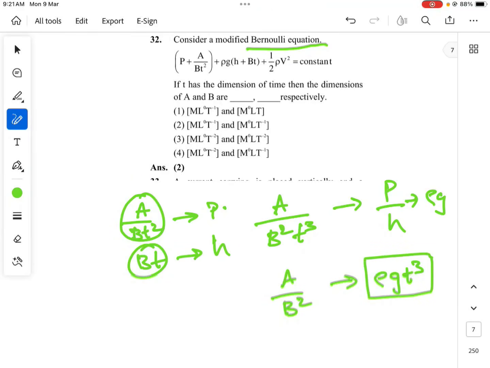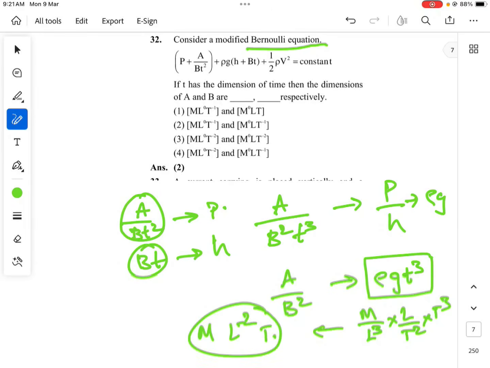Now, what are the units of this? This is M by L cube multiplied by L by T square multiplied by T cube. So it boils down to what? M L power minus 2 T. So this is what it is. The A by B square units are M L power minus 2 T.